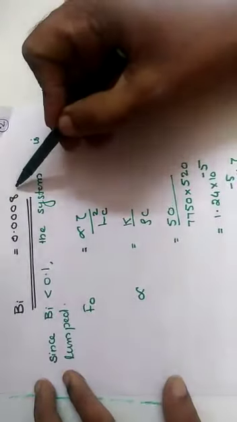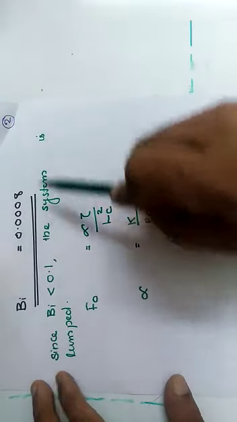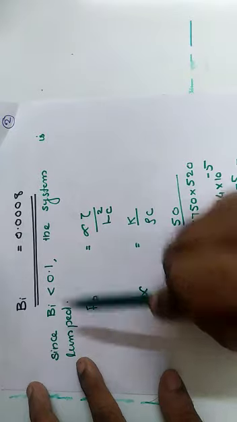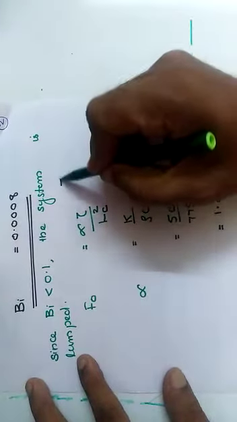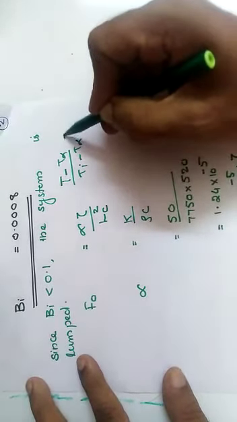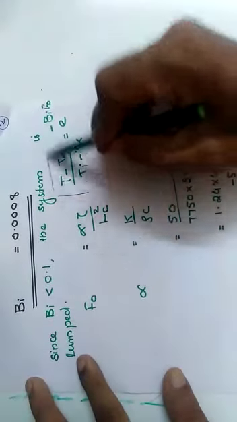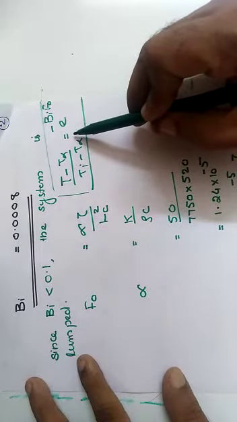Since the Biot number Bi is less than 0.1, the system can be assumed as lumped. So we can solve the problem by lumped system analysis. In lumped system analysis, we know the governing equation is (T minus T infinity) divided by (Ti minus T infinity) equal to e to the power minus Bi into Fo. This is the governing equation. The governing equation is available in data book page number 56.